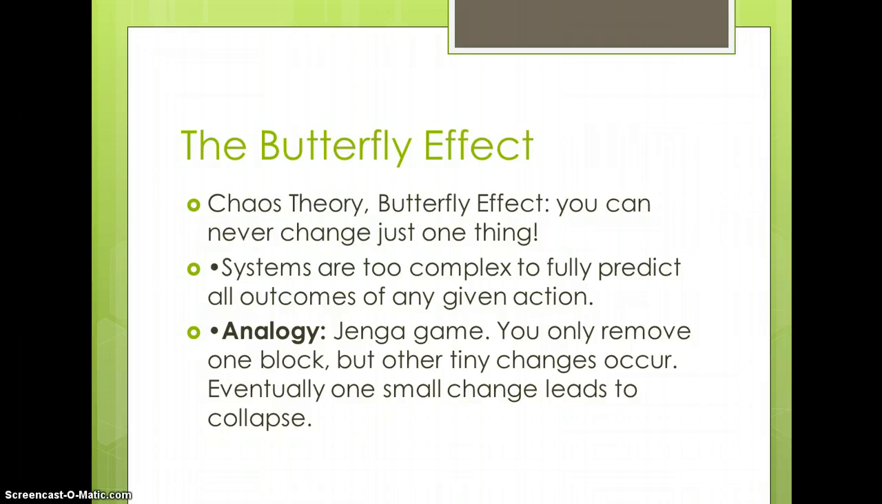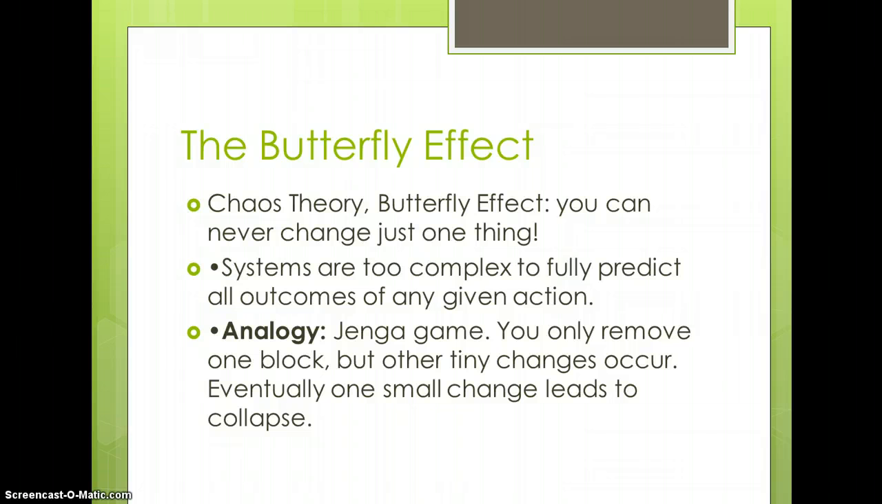The butterfly effect when it comes to systems, also called chaos theory. You can never change just one thing. Whatever you do has impacts on multiple other parts. Systems are too complex to fully predict all outcomes of any given action.